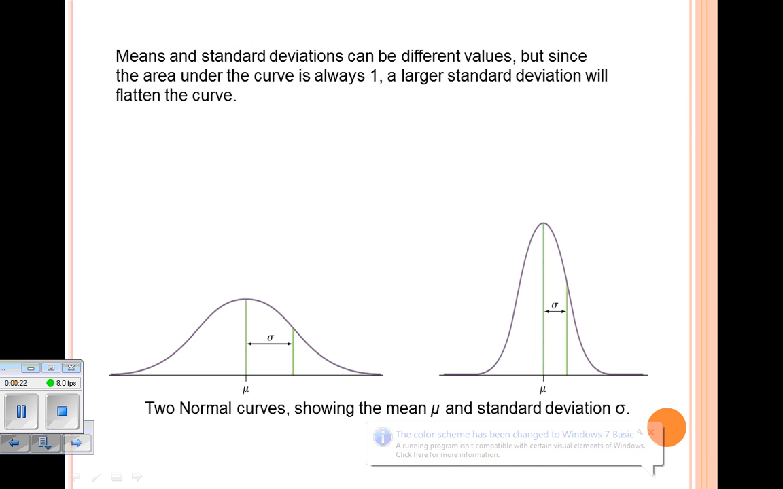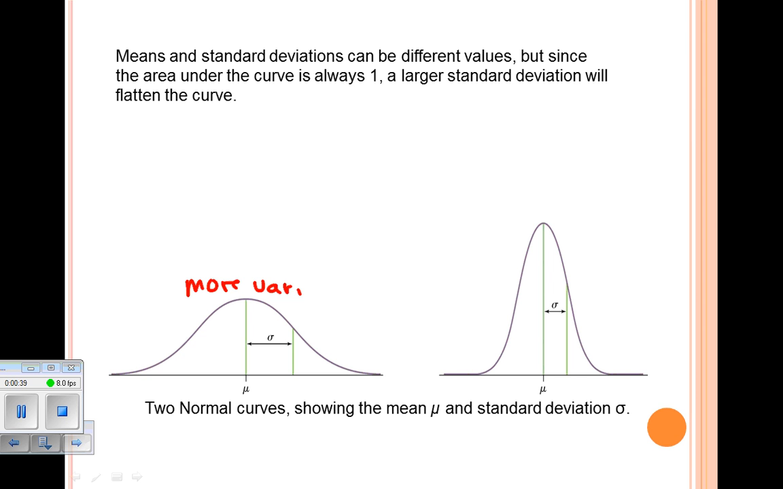So means and standard deviations can be different values, but since the area under the density curve is always 1, a larger standard deviation will flatten out the curve. So the farther away you are, the more flat it's going to be. So this would mean that this is more variable. Okay, so the more spread out you are, the more variable, and it's not as high of a peak. You go out farther on the tails.